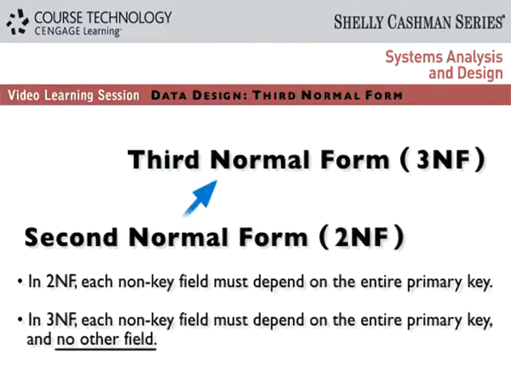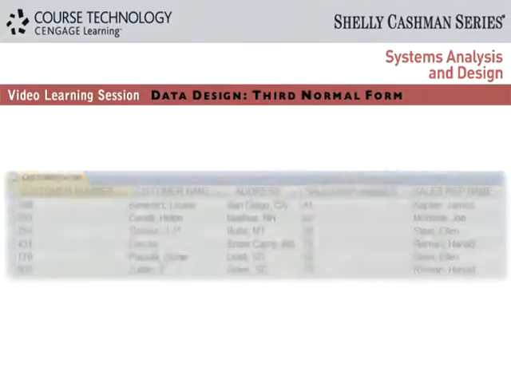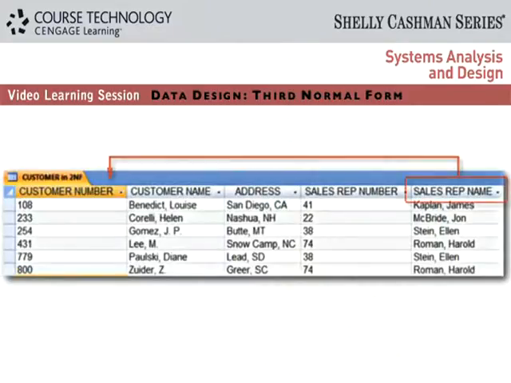So if we have a table in 2NF, how do we get it to 3NF? In 2NF, all fields depend on the primary key. But if any fields also depend on other fields, they need to move to a separate table where they will depend only on the primary key. In this 2NF table, the sales rep name depends on the customer number, which is the primary key. But the sales rep name also depends on the sales rep number. That can cause several problems.